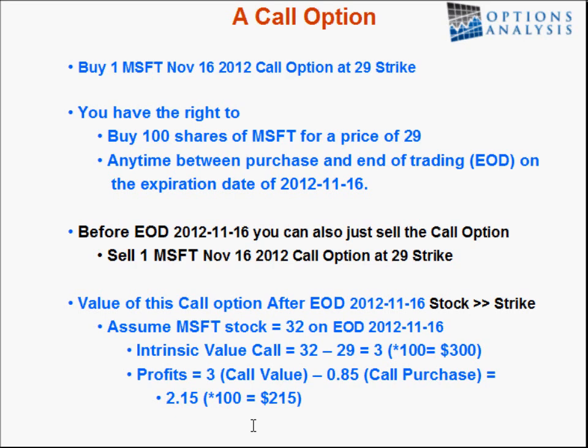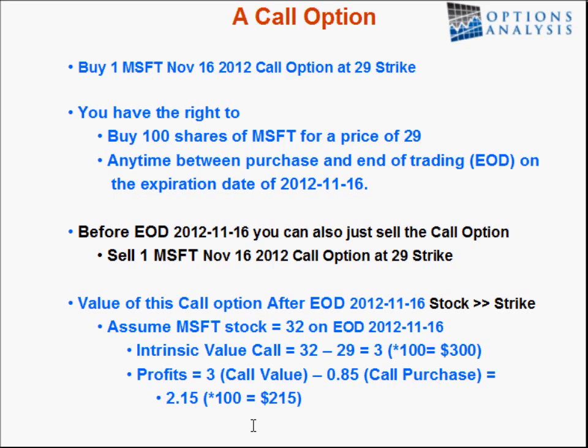We can sell it at whatever price we find out in the open market. We can sell it at the bid for sure. We may be able to sell it higher than the bid. As we approach expiration, we have to ask ourselves, well, what is the value of our call option? What does it turn into? So let's do it with two examples.